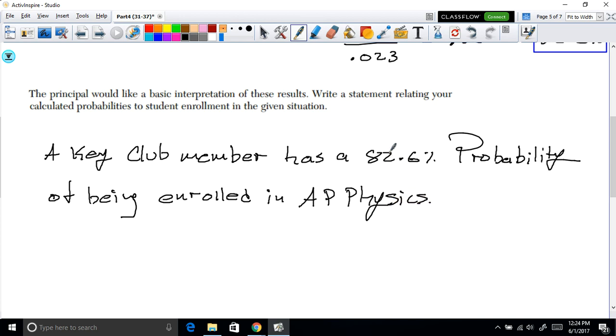So we first look at those which are the Key Club, and then we took a closer look to see which of those Key Club members also belong in AP Physics, and we found that out to be 82.6%.